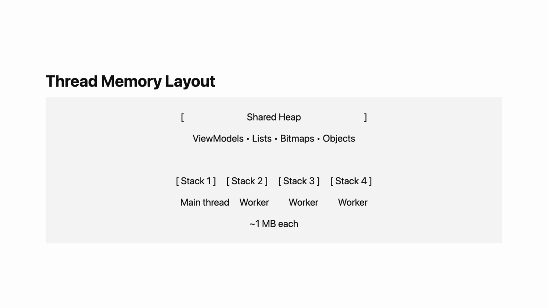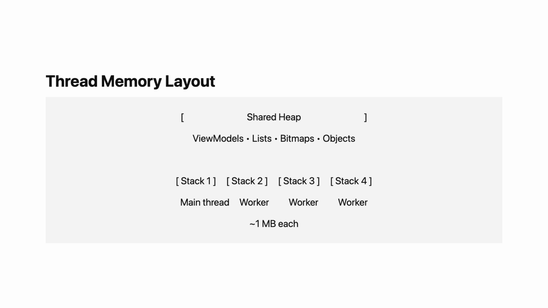Let me paint a picture of what this looks like in your device's memory. Imagine your app process. It has one large heap that all threads share, where your objects, your view models, your lists, your bitmaps all live. Then off to the side there are separate stacks, one per thread. The main thread has its stack. If you have created 3 background threads, there are 3 more stacks. Each stack is a contiguous block of memory, growing downward as functions are called and shrinking as they return. The kernel keeps track of each stack's boundaries and will kill your process with a segfault if any thread tries to grow its stack past its limit.